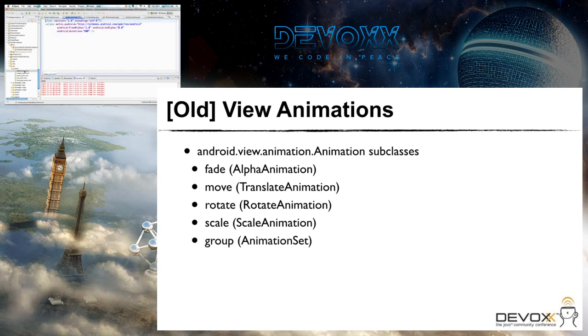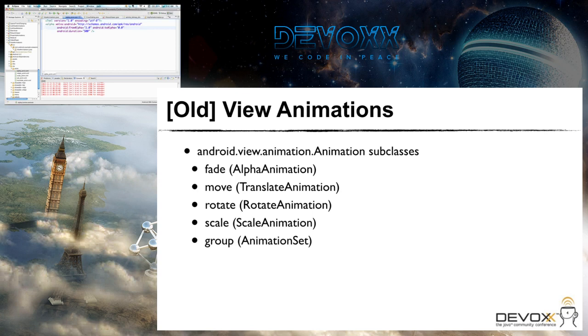When you create animations in code, be very careful. An animation object is stateful, so you cannot apply the same instance of an animation object to several views. I've seen applications try to do that, and it might work, but as you change your UI, you might run into issues. So make sure you create a new animation object for every view that you want to animate on screen.